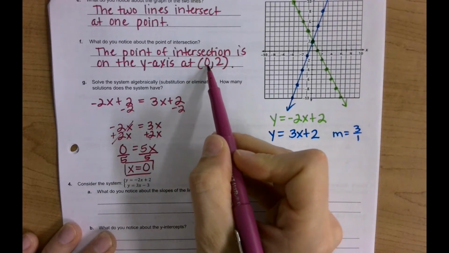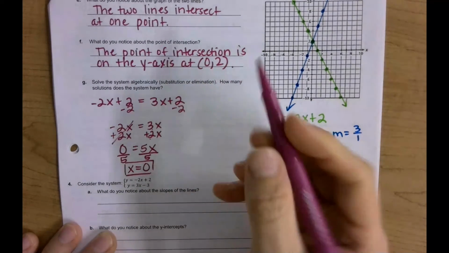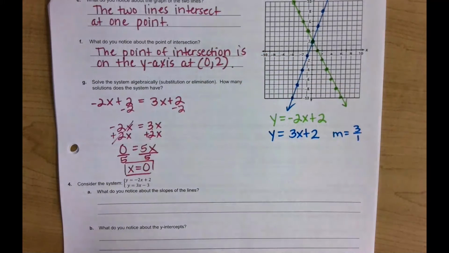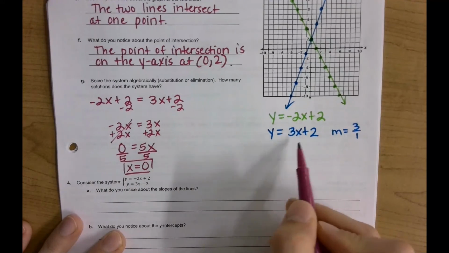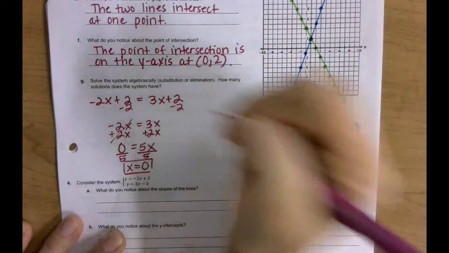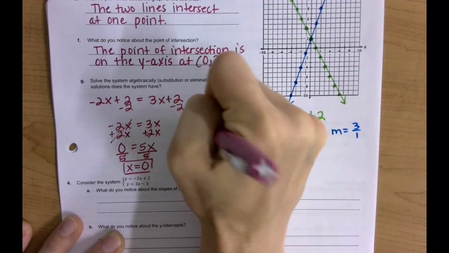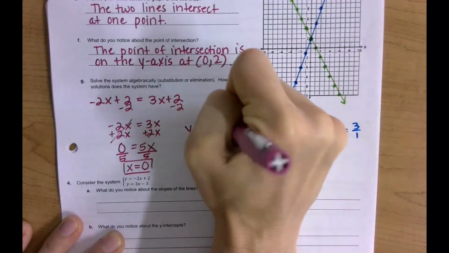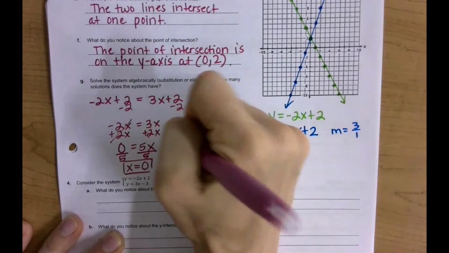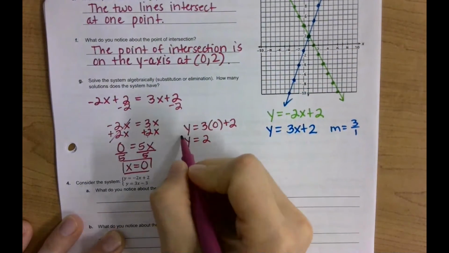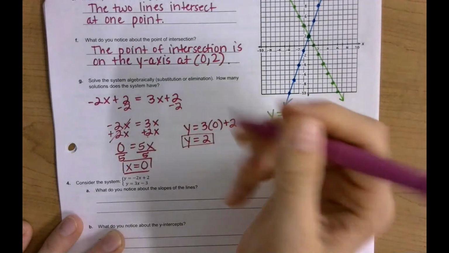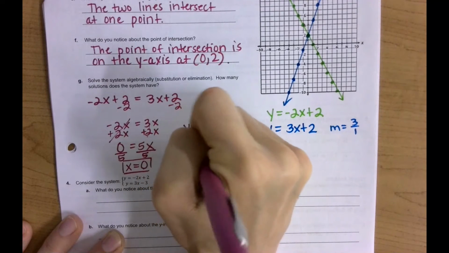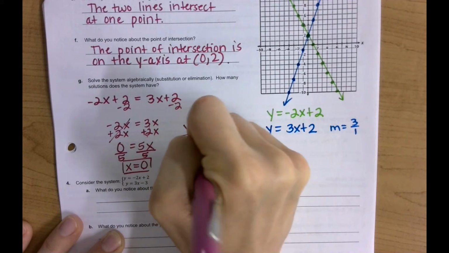Our solution is 0, 2, where x does equal 0. So then to prove that algebraically, I would plug in x equals 0 to one of these equations. I like to go with my positive numbers, so I'm going to do y equals 3 times 0 plus 2, y equals 2. So these are the two x and y values for our solution at 0, 2.